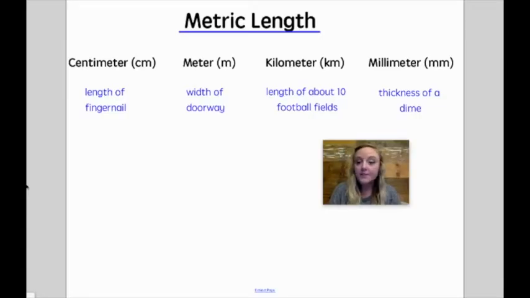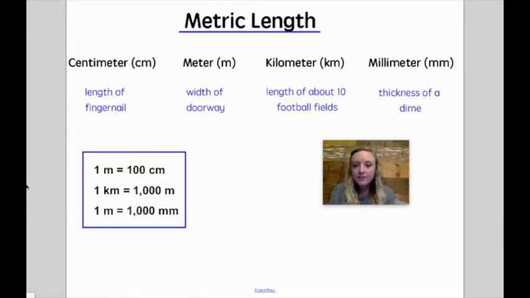Let's talk about the different kinds of metric length. Centimeters are about the length of a fingernail, not very large. Meters are a bit larger. They are about the width of a doorway. Kilometers are about 10 football fields, so that's pretty big. And then we have millimeters, which are super tiny. They're just about the thickness of a dime.